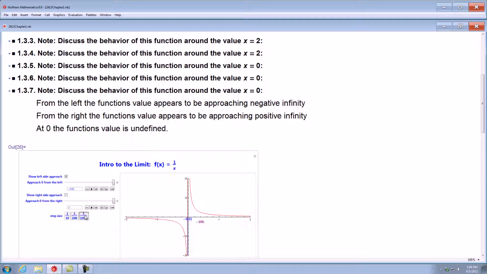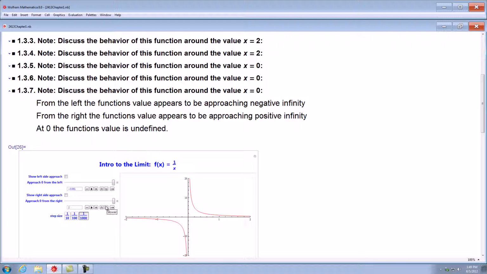Let me go even finer. We're at negative 100. We just keep going. I mean, that sucker's just headed off where? It's headed off to negative infinity. It's just going to keep going down forever. So as we approach 0 from the left, our function's value approaches negative infinity.